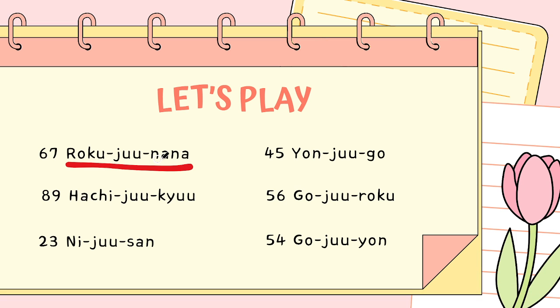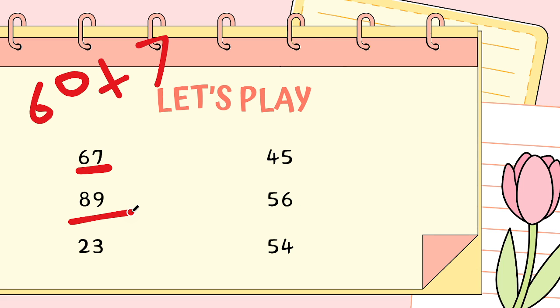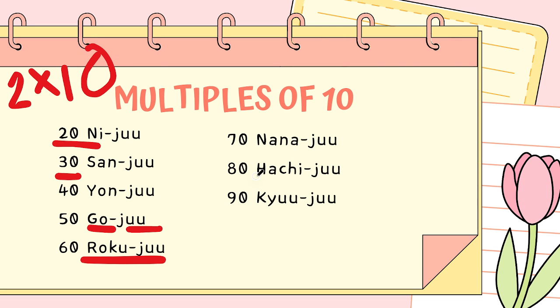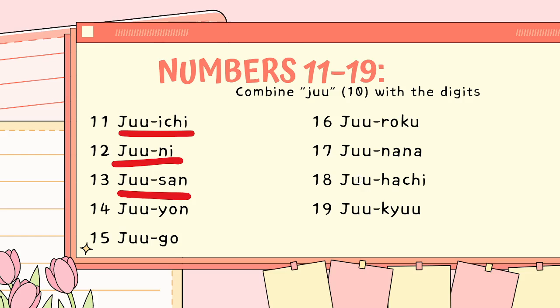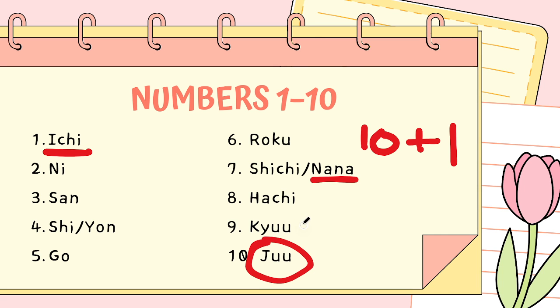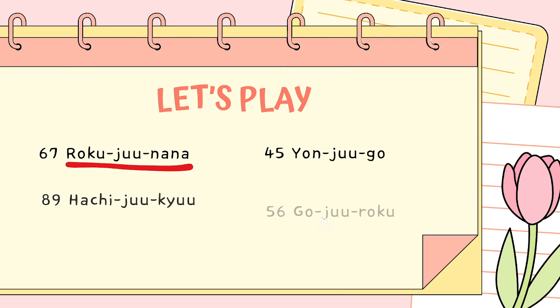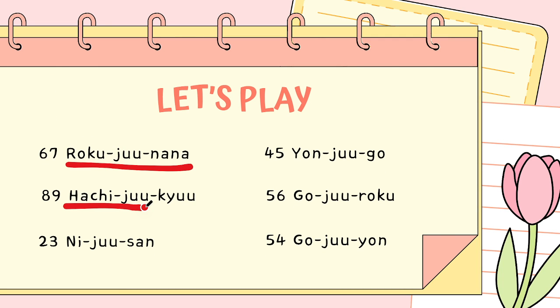Now we have 89. What is 80 plus 9? What is 80? 80 is hachi ju. Then we have 9. What is 9? 9 is kyu. So we will add hachi ju, that is 80, plus 9. So we have hachi ju kyu.